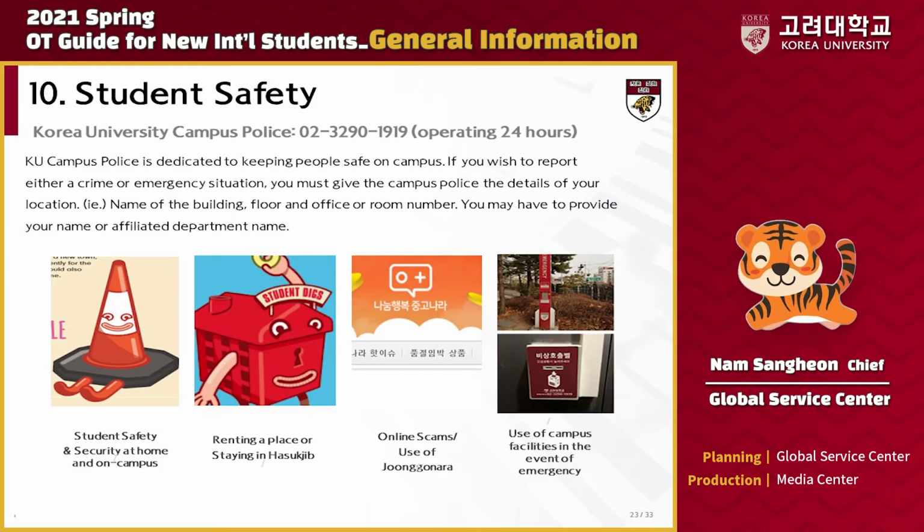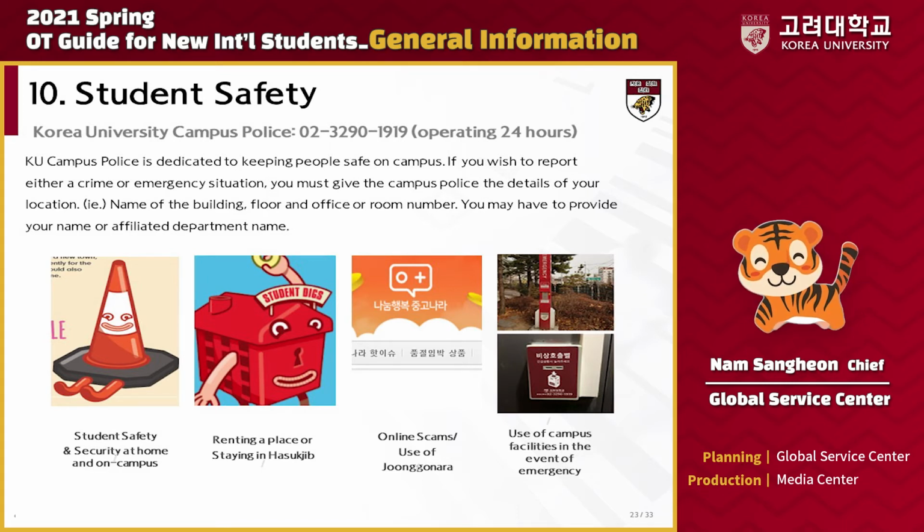Now let's move on to another important piece of information. At Korea University, we have campus police for security, and you can call them at 02-3290-1919. It operates for 24 hours. In case of an emergency, you can call this number, but you would have to provide details of your location. For this reason, and of course for you to navigate through the campus more easily, it would be very useful for you to become familiar with our school's campus and buildings as soon as possible.